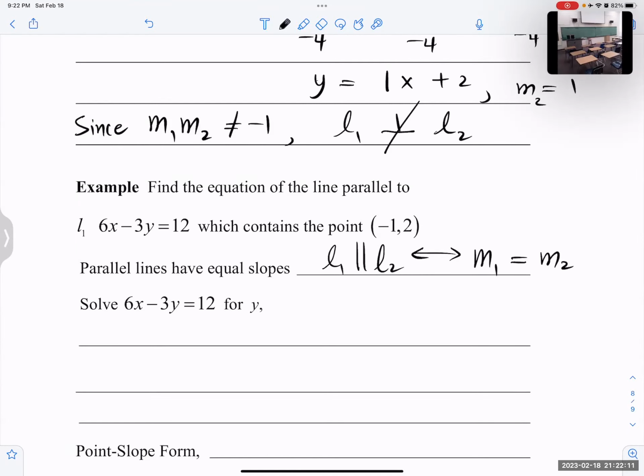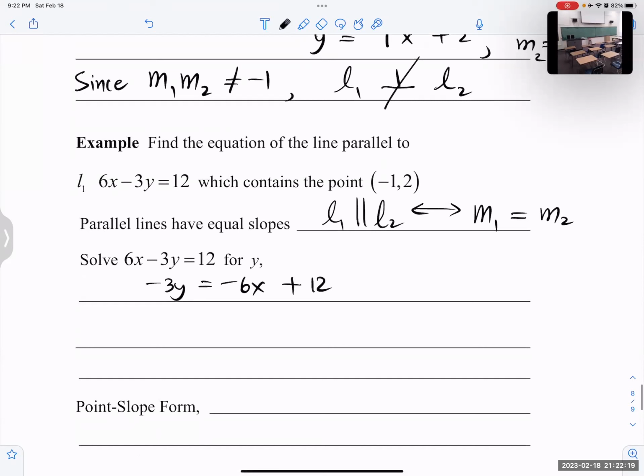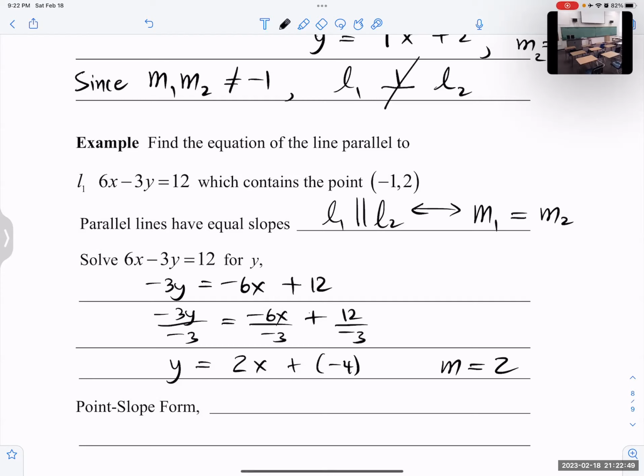and solve for y. So we have negative 3y equals negative 6x plus 12. If we divide by negative 3 every term, and simplify, we have y equals positive 2x plus negative 4. And therefore, the slope is positive 2.